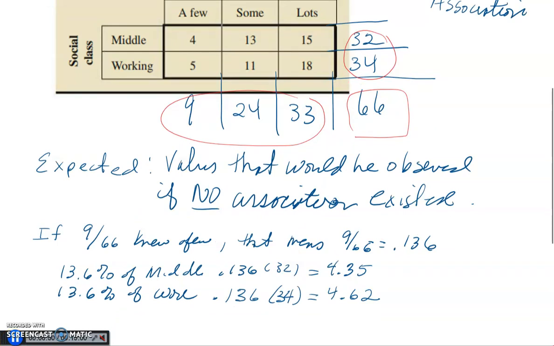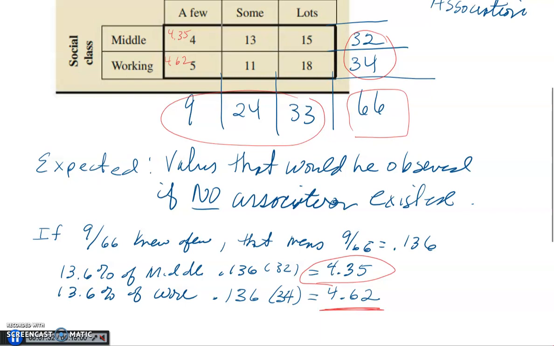So that would mean for the middle class, we would expect approximately 4.35 students. We observed 4 that knew a few nursery rhymes. For the working class, we would expect 4.62, but we observed 5. Neither numbers are too far off, so as we start to look at this particular sample, the observed numbers are appearing very close to what is expected.